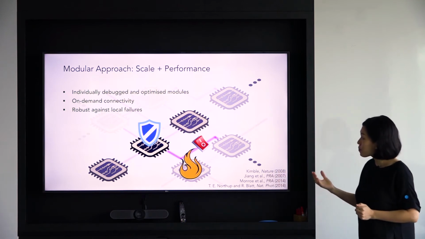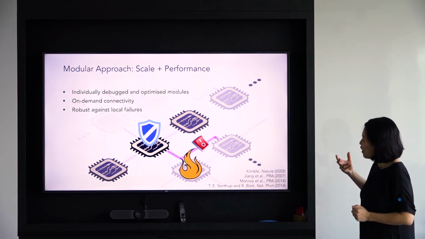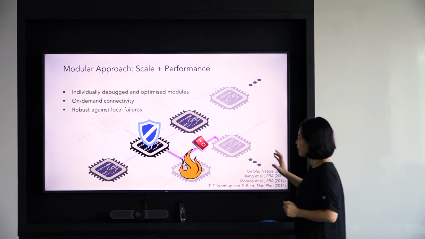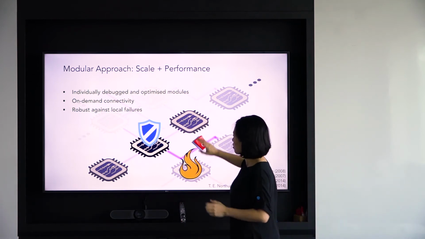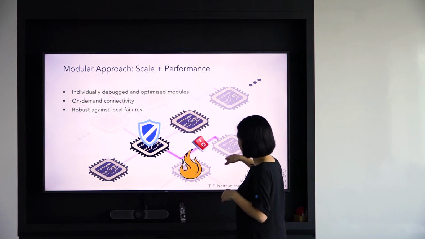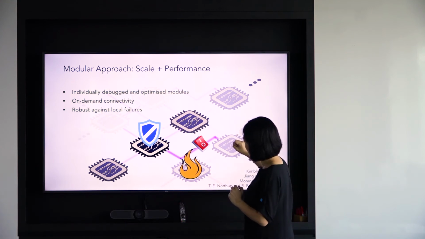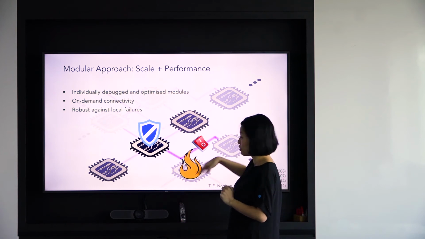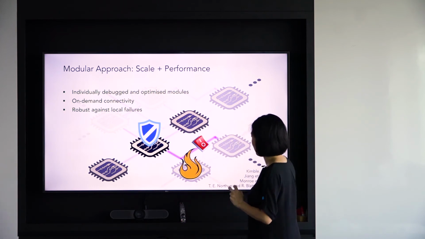So in a sort of very naive way, you can think about building smaller chips or smaller quantum units and wire them up. But each of these communication or connectivity channels will be on demand, so they kind of have a switch between them.